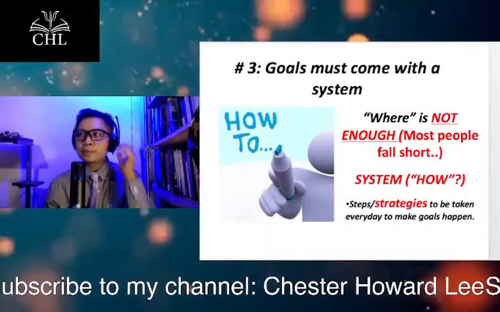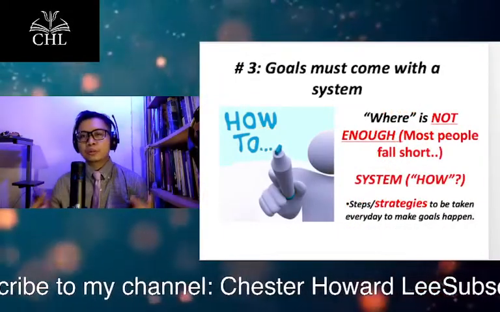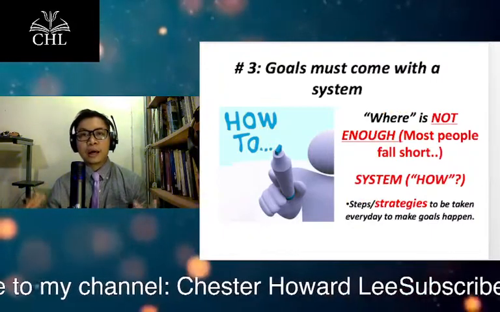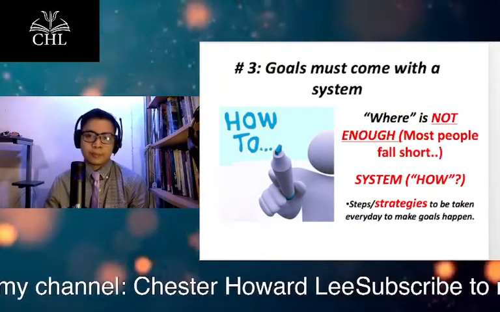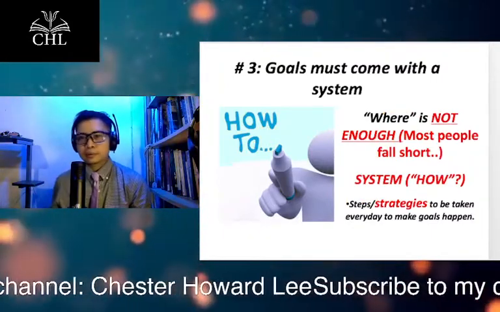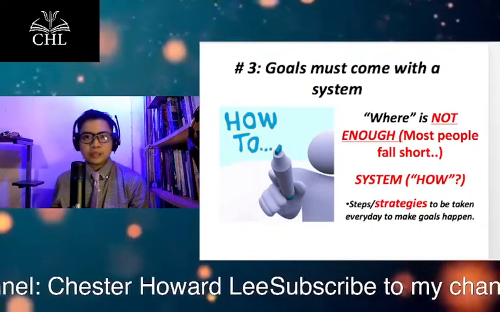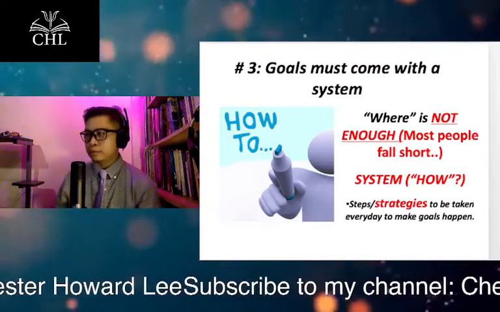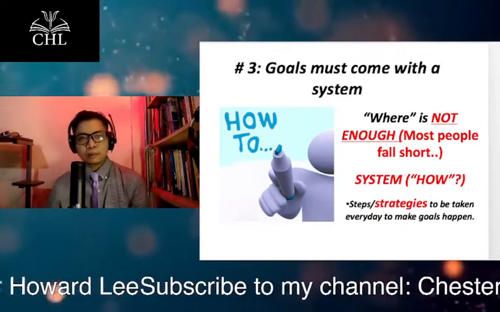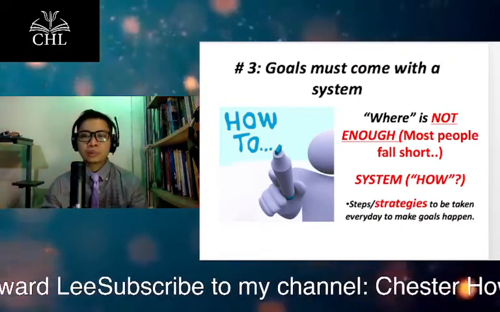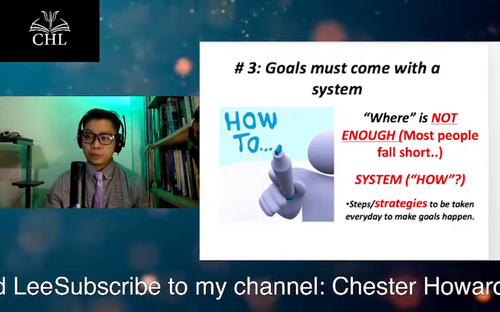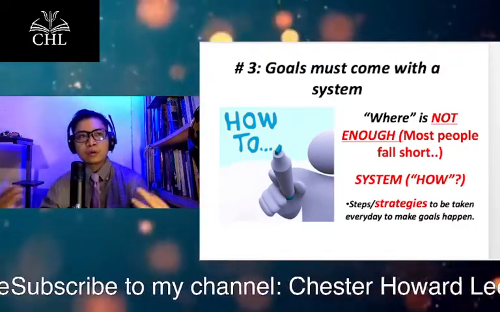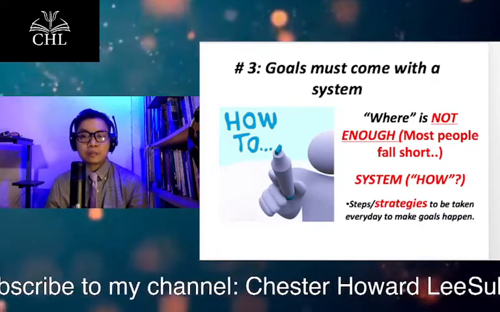Ano bang ibig sabihin ng system? Ito yung sagot mo sa tanong na how. Sabi ko nga kanina, hindi lang sapat na meron kang where. Where is not enough. And this is where most people fall short. Meron naman silang where. Meron silang gustong puntahan, pero hindi nila alam kung paano pumunta doon. Hindi nila alam kung ano yung gagawin for them to make the goal a possibility.